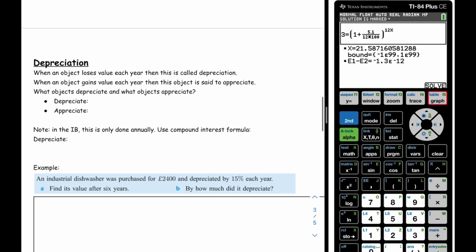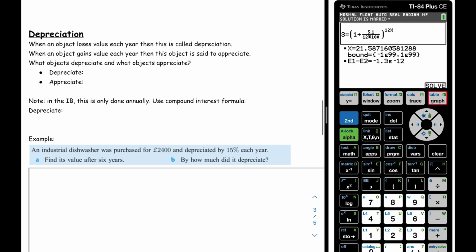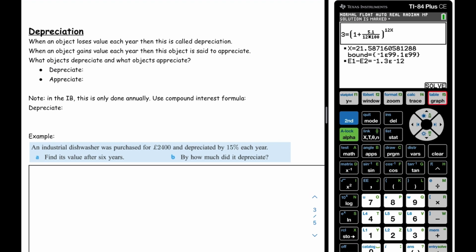Now, another concept that's often used with compound interest is depreciation. Depreciation is when an object loses value each year. When an object gains value each year, then this object is said to be appreciation. So there's a difference between appreciation and depreciation. Appreciation is what we were doing with our compound interest formula, right? So with compound interest, we're actually calculating appreciation. But if we're calculating depreciation, then we're going to use a slight change to our formula.